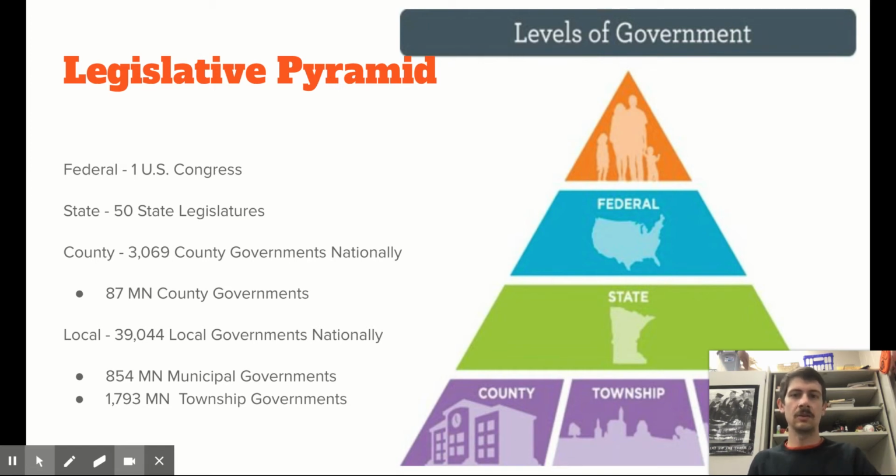Stepping down that ladder a little bit more, we have over 3,000 county governments in the United States. There's 87 here in Minnesota. You live in Dakota County. We are one of the 87 county governments in Minnesota. And at the local level, it's even more: there are over 39,000 local governments in the United States. Minnesota has 854 municipal or city governments and over 1,700 township governments.